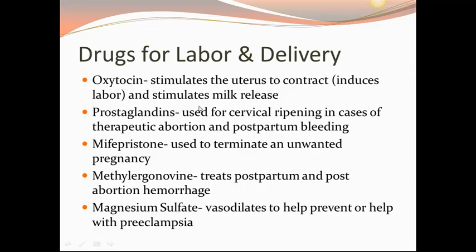Drugs for labor and delivery. Oxytocin stimulates the uterus to contract and stimulates milk release. Prostaglandins are used for cervical ripening in cases of therapeutic abortion or postpartum bleeding. And mifepristone is used to terminate an unwanted pregnancy. And then magnesium sulfate vasodilates to help prevent or help with the preeclampsia that can happen in pregnancy.